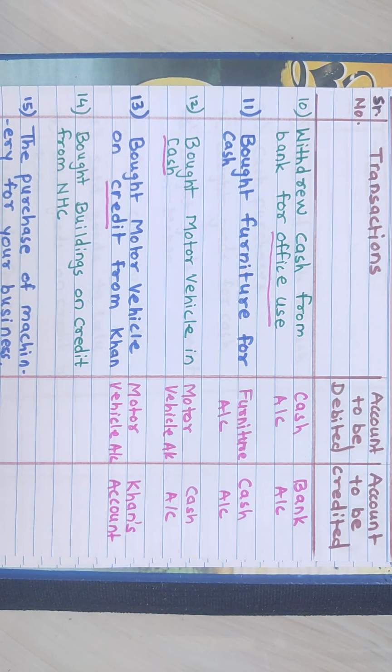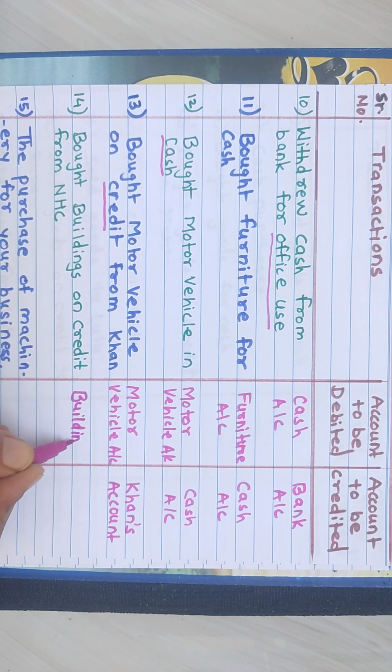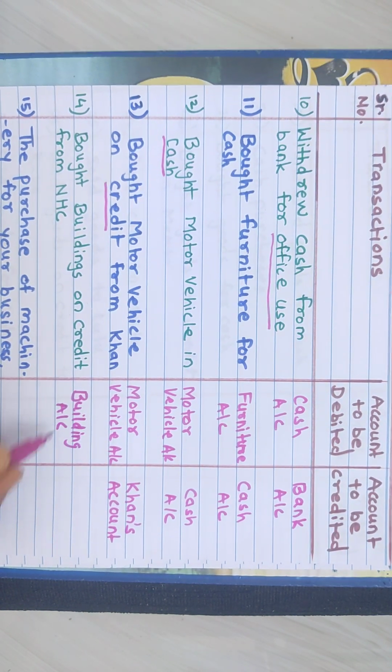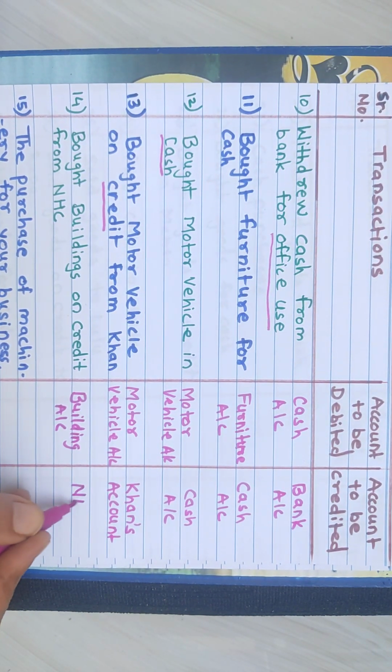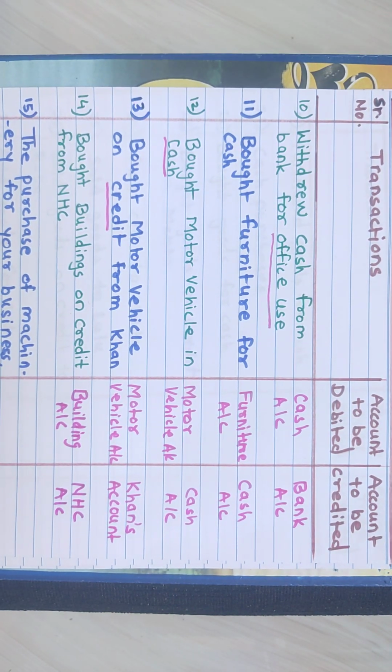Now 14th one, bought building on credit from NHC. It is also the same type of transaction. What comes into the business? Buildings, right? So building account is debited. From whom it is purchased? From NHC. So NHC account is credited.